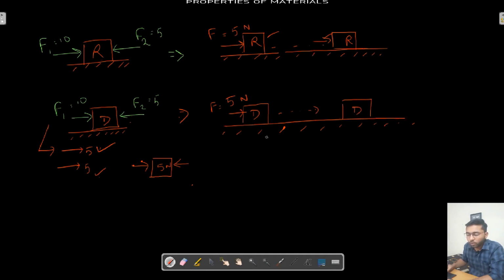But this 5 Newton extra force will deform the body. This will try to deform the body. So suppose initially the length of the body was L, now the length will be L dash. Okay. So what have we observed? That this extra force 5 Newton will try to deform the body, because it will act as a compressive force. So this is the difference between a rigid body and a deformable body.